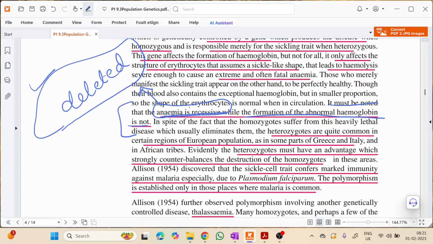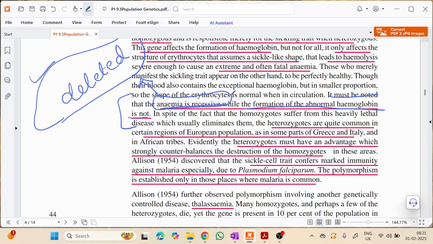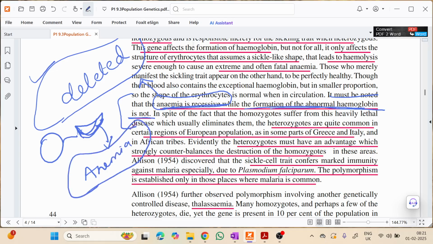So this will be eliminated. That's why it's recessive. And then the formation of abnormal hemoglobin is not... So if a spherical shape is taken up by a sickle shape, this change in shape will not lead to anything. But if this change in shape leads to anemia, a loss of blood, then that's going to be problematic. The genotype and phenotype are different.